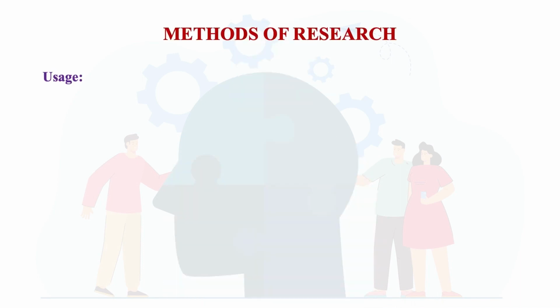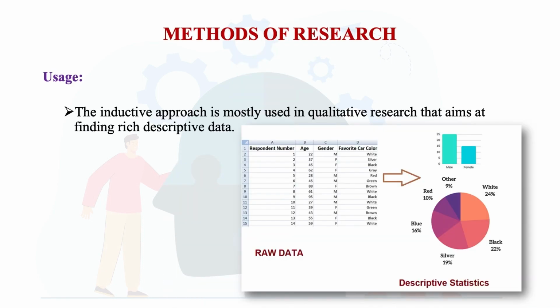Deductive and inductive are two major approaches. In fact, it originally is a philosophical tradition, but it is used in all social sciences. Regarding methods of research, especially when you talk about inductive and deductive, it has important uses. The inductive approach is mostly used in quantitative research that aims at finding rich descriptive data. You get some data and you generalize.